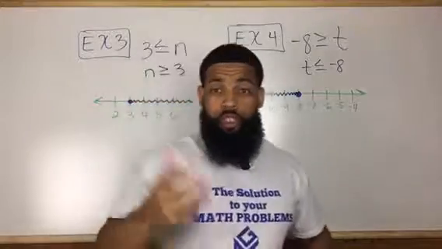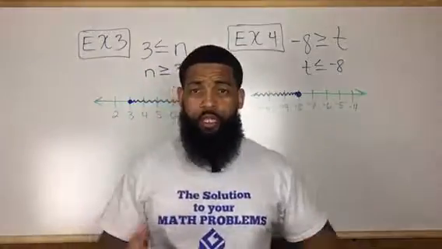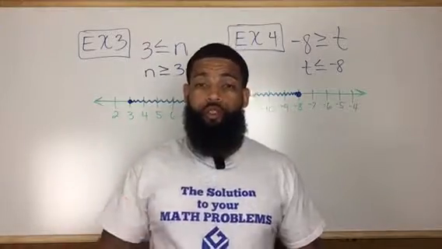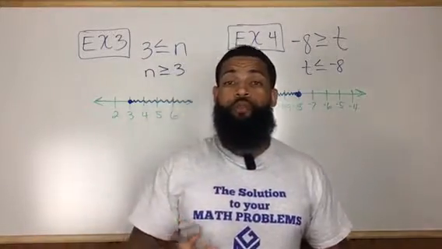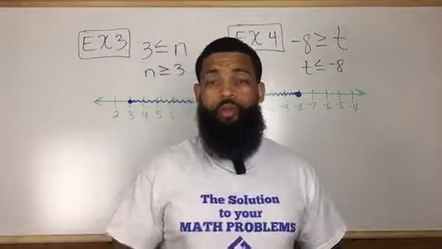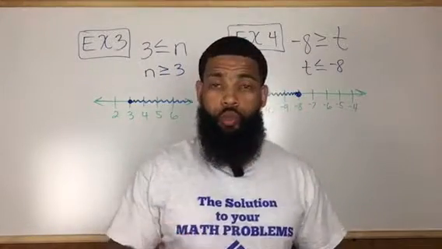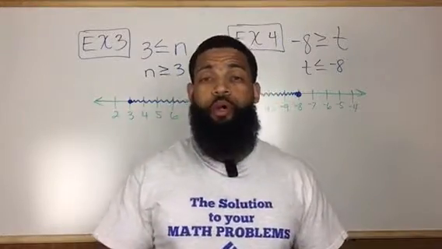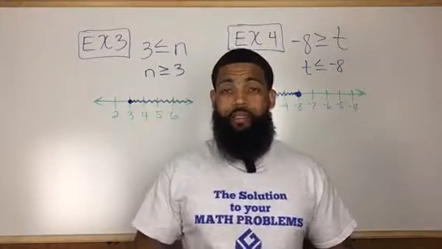Okay, so just to recap, greater than or less than, we have an open circle on that number to graph it. Greater than or equal to or less than or equal to, we have to have a closed circle on that number to graph it, because when you have the equal to part, that number is included in your solution set.